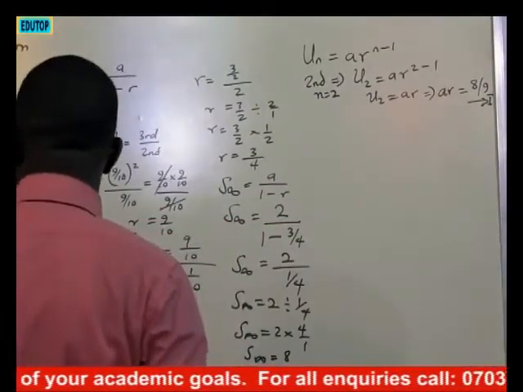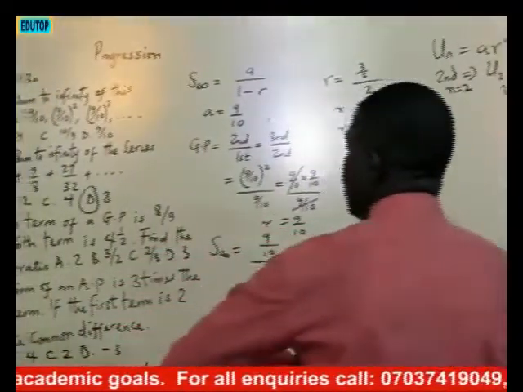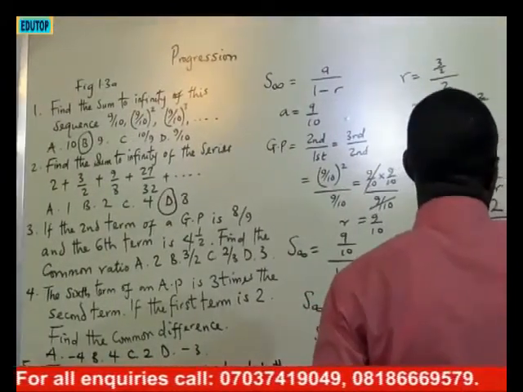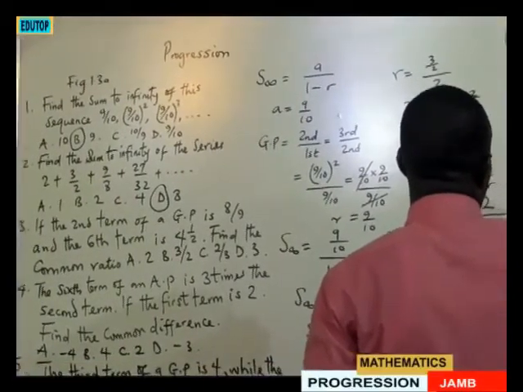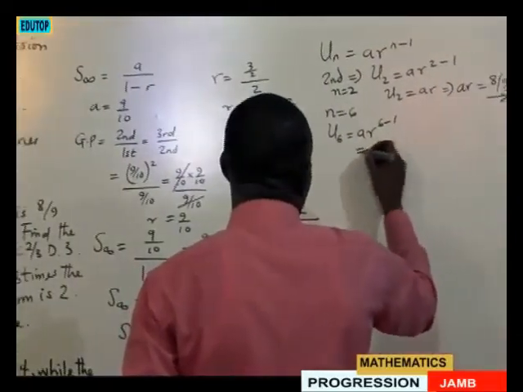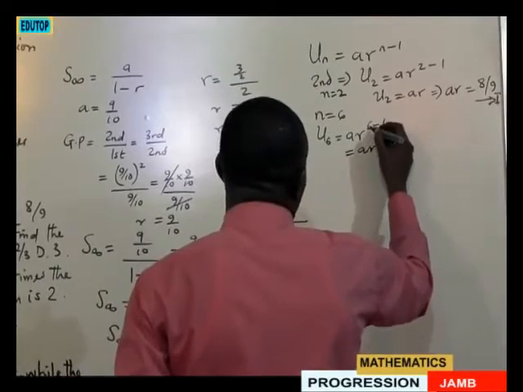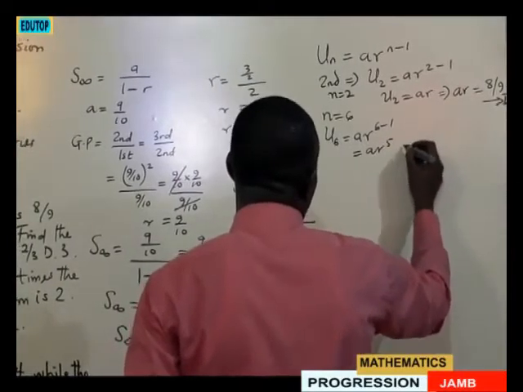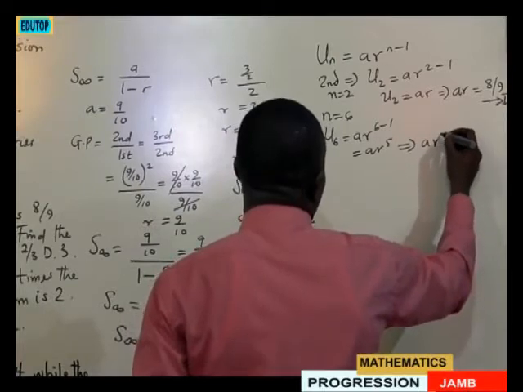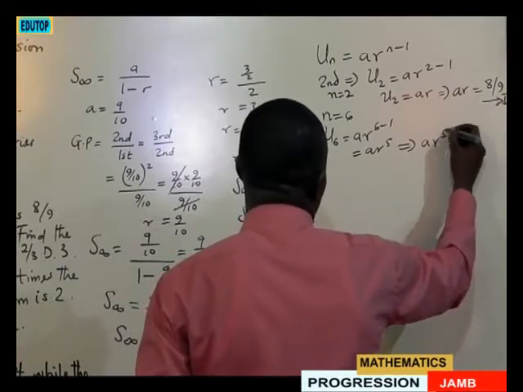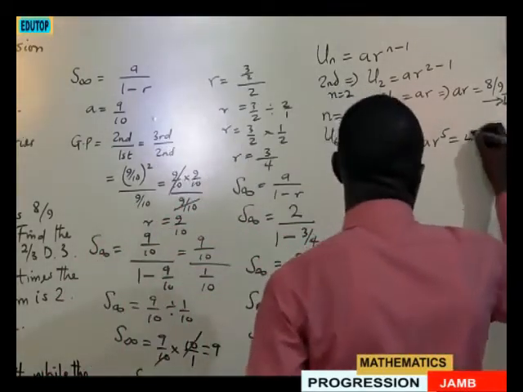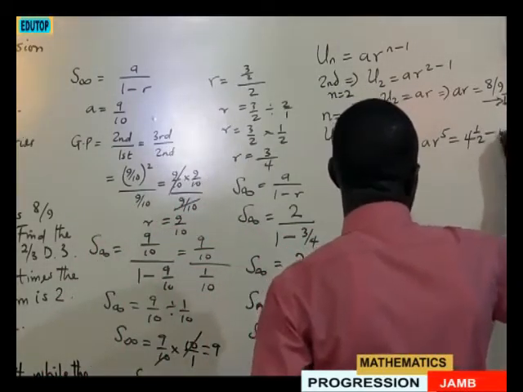Then the question also talks about what? It talks about the sixth term. So what is the sixth term? That's when our n equals 6. So we have U6 equals to a r raised by 6 minus 1. And that is a r raised by 5. So that means which implies that our system, which is a r raised by 5, equals to what? Equals to 4.5. So we can call this one equation 2.